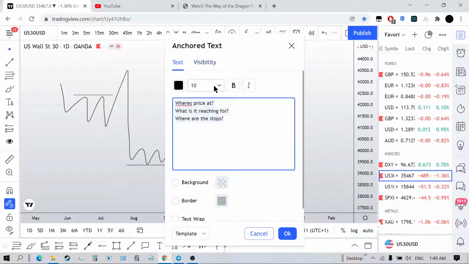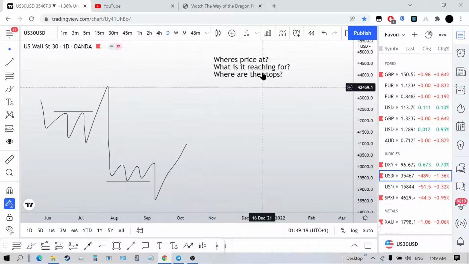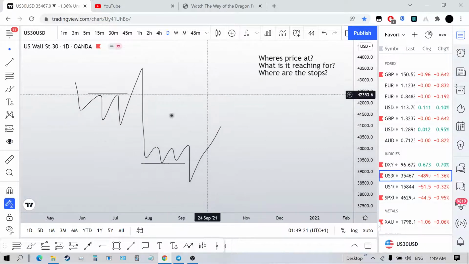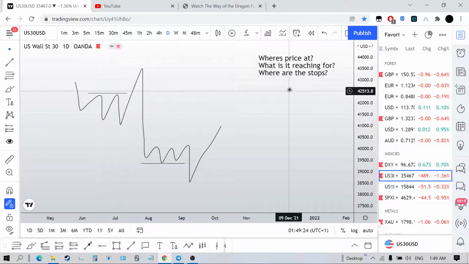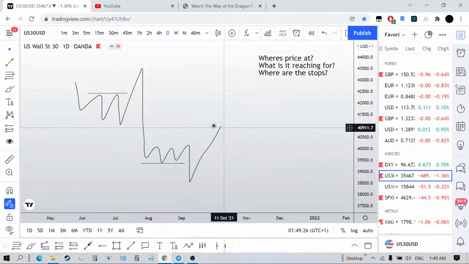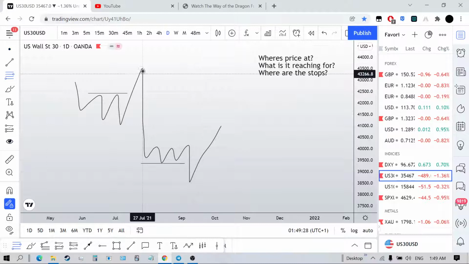Let me put the font a little bit higher so you guys can see it. Can you guys see this? Yeah, you guys can definitely see this. So with that being said, where is price at? Price is here, in the range.